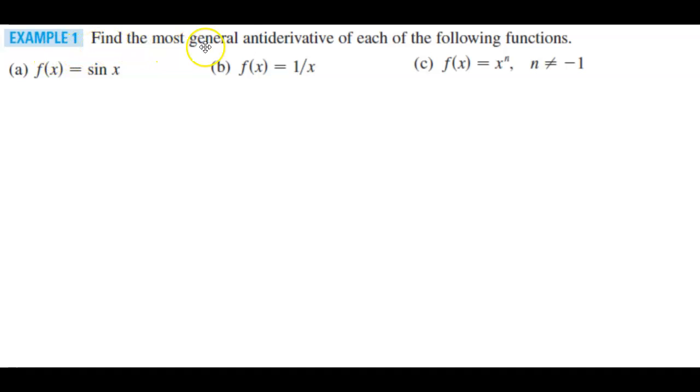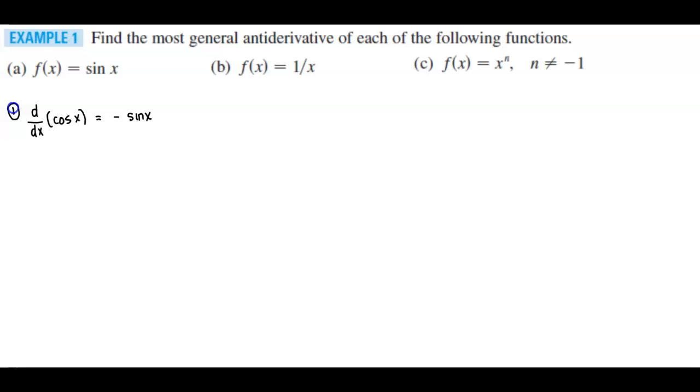Example 1, find the most general antiderivative of each of the following functions. So the first one is f of x, which is equal to the sine of x. Well, first and foremost, let's just go over what is the derivative with respect to x of the cosine of x. Well, we know that that's going to give us negative sine x.